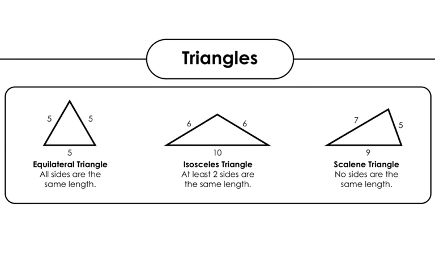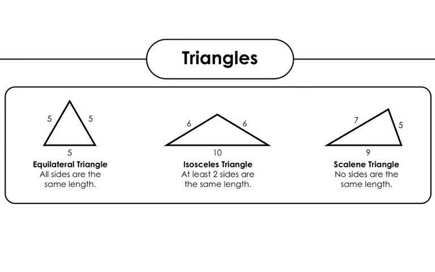Next, we have an isosceles triangle. Let's try saying that, isosceles. In an isosceles triangle, at least two sides are the same length. You'll notice here, there's a length of 10 here, and then both of these have a length of 6, which makes this an isosceles triangle.